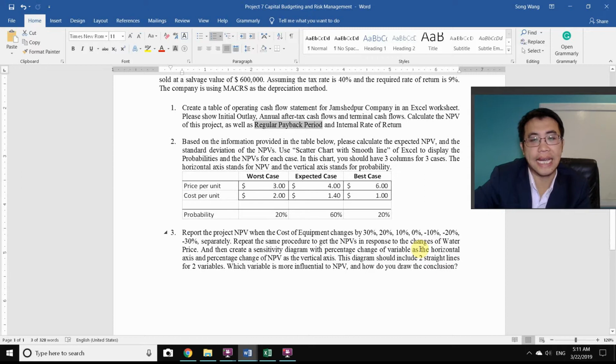Number 3, you're going to conduct a sensitivity analysis. So you will do the analysis for cost equipment and also for water price, or the price per unit. And you're going to get the different NPVs when the variable change by different percentage. So you will have 7 NPVs for each variable or 7 percentage changes from 30% and 20% all the way to negative 20 and 30%. When you have the Excel, that's going to be very easy.